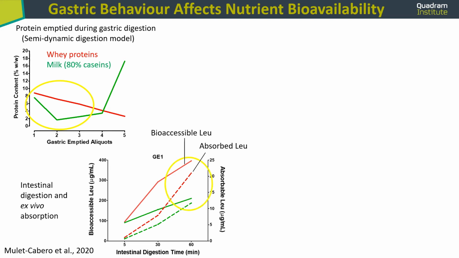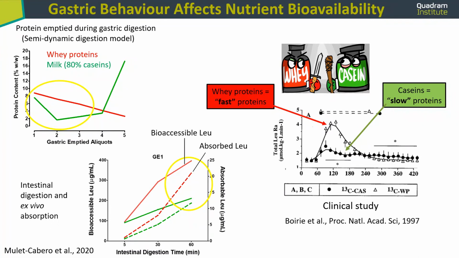Whey proteins show a greater amount of leucine being released and absorbed using the first aliquots of gastric digestion, in contrast to caseins. What I wanted to illustrate here is that the gastric behavior was the controlling mechanism for this effect. This clearly explains the contrasting behavior of these two proteins that was observed in humans.